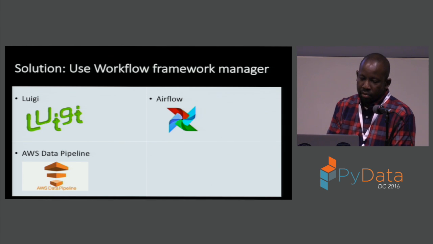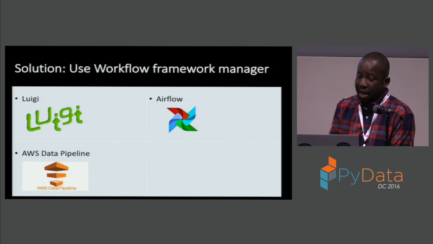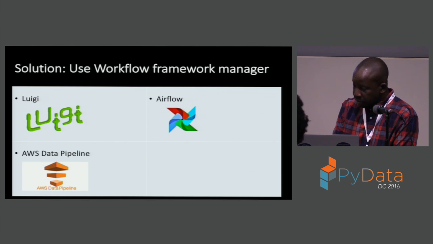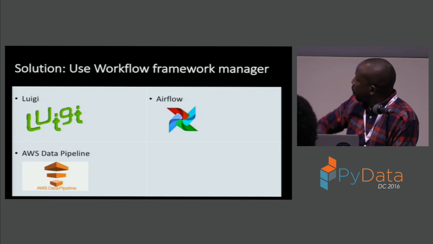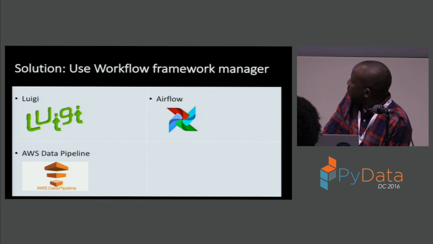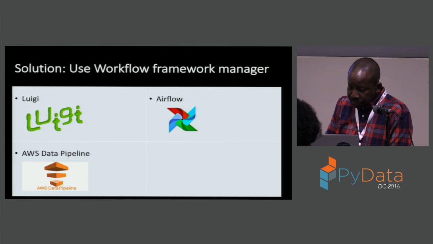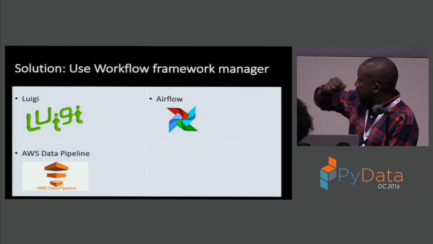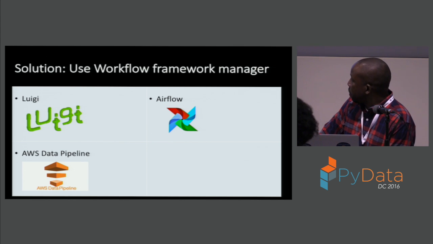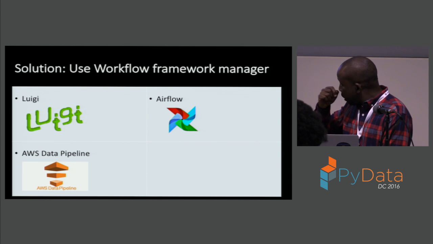A possible solution that we would want to use is a workflow framework, a workflow manager, to manage these tasks. Popular ones are, as I illustrated, Luigi. Another one is Airflow, which is fairly recent. And we also have the AWS Data Pipeline, because we're in the cloud. I'm going to talk about these in turn, cover pros and cons, and give a brief description of each of these.